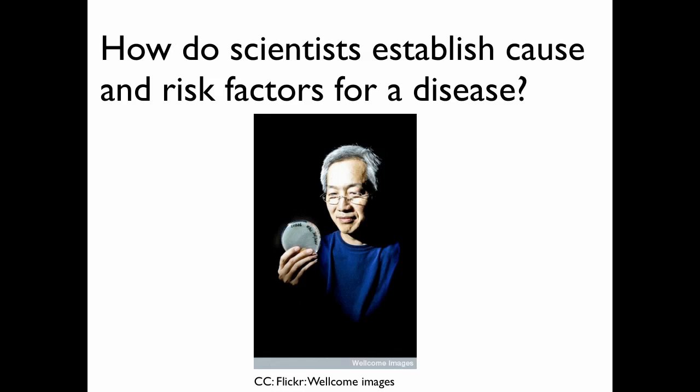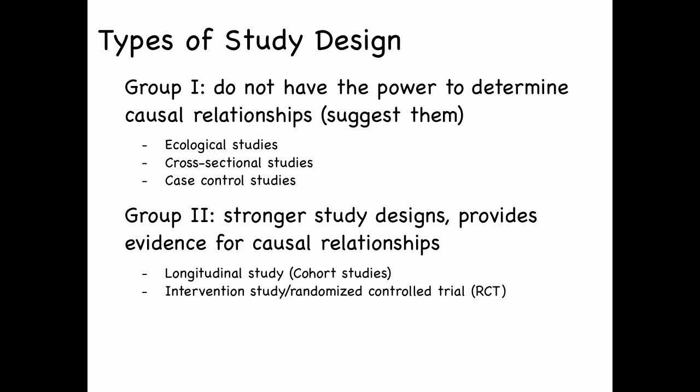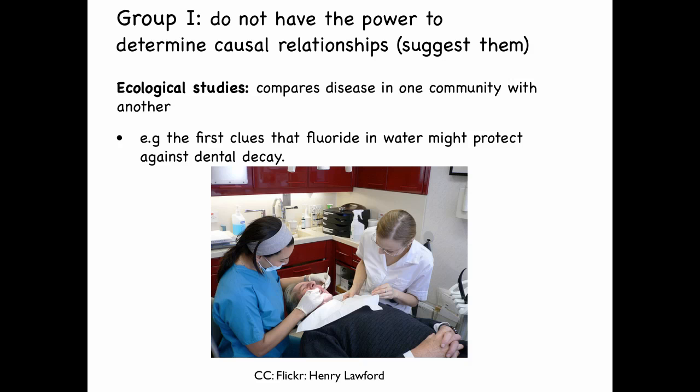So let's move on to how scientists establish causes and risk factors for a particular disease. There's a bunch of different study designs. Group one would have not as much power to determine a causal relationship, although they give us hints to them. And these are going to include ecological studies, cross-sectional studies, and case-control studies. And the second group have a much stronger study design and can provide some evidence for a causal relationship. So these would include longitudinal studies, which are often called cohort studies, and intervention studies, also known as randomized controlled trials.